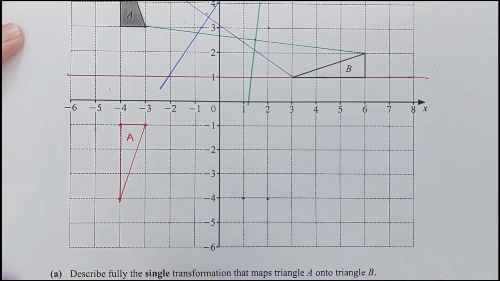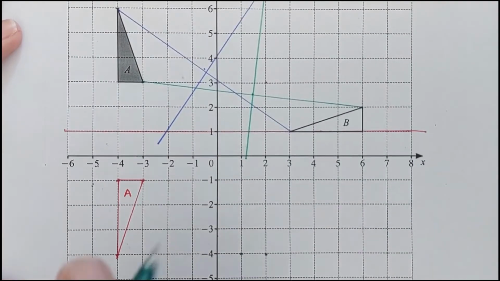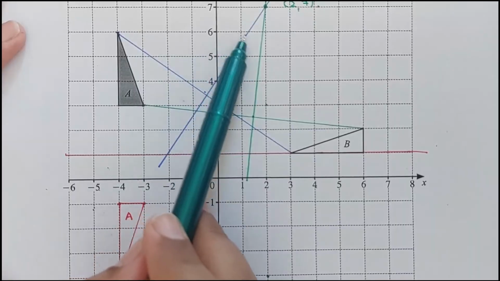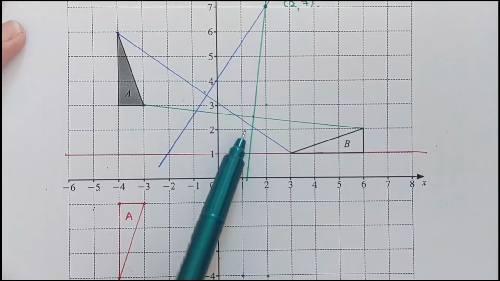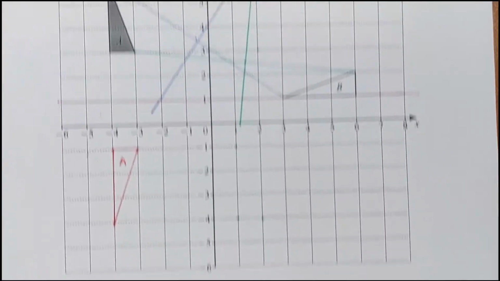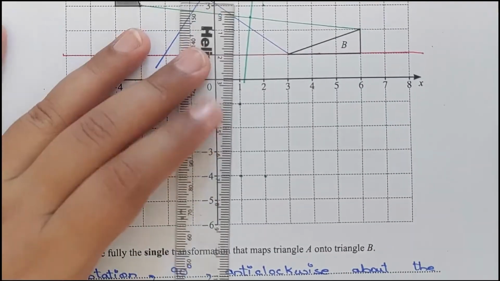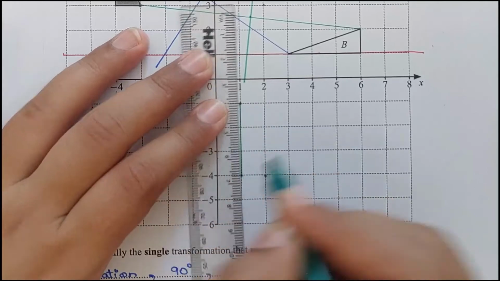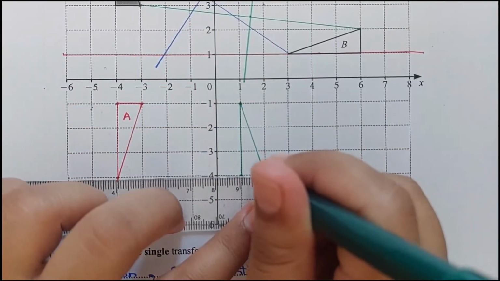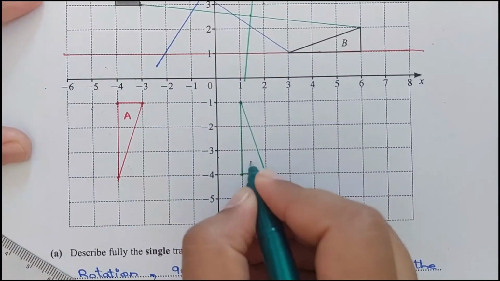So this point is 5 right and 7 down, (1, -4). And the next is 1, 2, 3, 4, 5 right, 1, 2, 3, 4, 5, 6 and 7 down, (1, -1). So this is a translation of A.